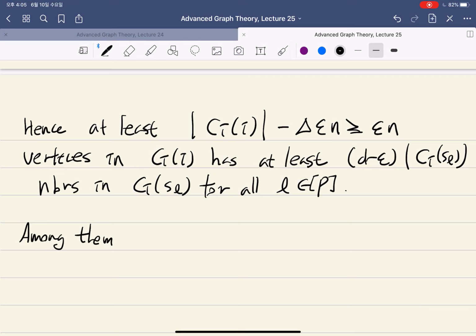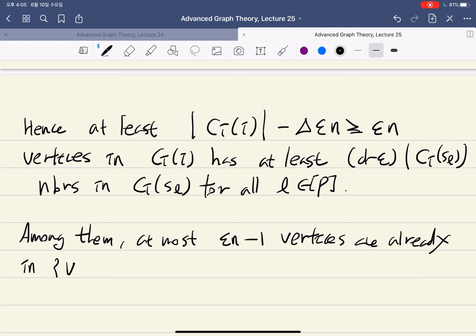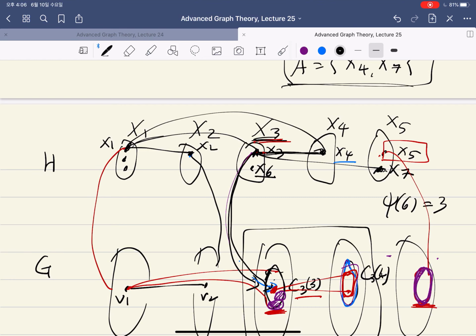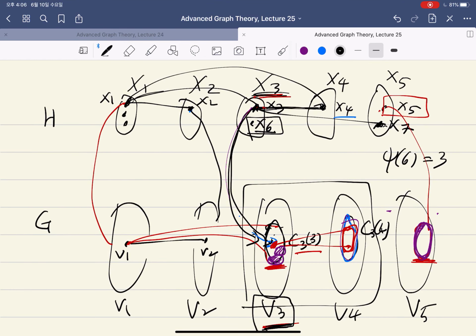And among them, we know that at most epsilon n minus 1 vertices are already the vertices which we use to embed others. So here we are embedding x3, but later when we embed x6, we want to avoid b3, which was already the choice of x3, because we want our map to be injective.